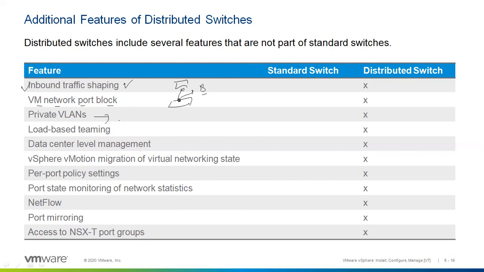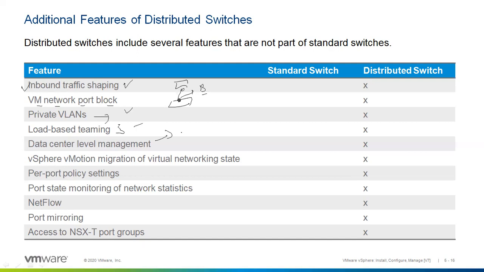Private VLAN, if we want to configure some private VLAN that we don't want to publish outside, that we can do. Load-based NIC teaming, only we can do. This is another teaming policy that we will read about. Don't worry about that. Data center level management.